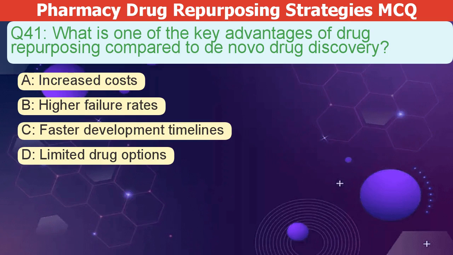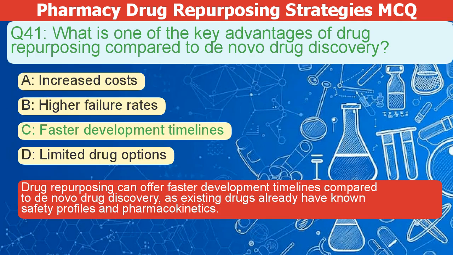What is one of the key advantages of drug repurposing compared to de novo drug discovery? A. Increased costs. B. Higher failure rates. C. Faster development timelines. D. Limited drug options. The correct answer is C. Drug repurposing can offer faster development timelines compared to de novo drug discovery, as existing drugs already have known safety profiles and pharmacokinetics.